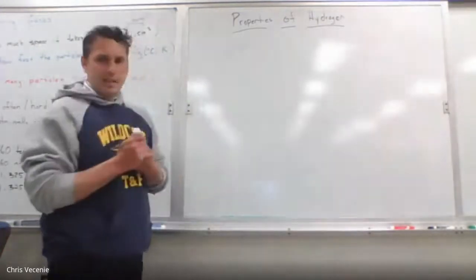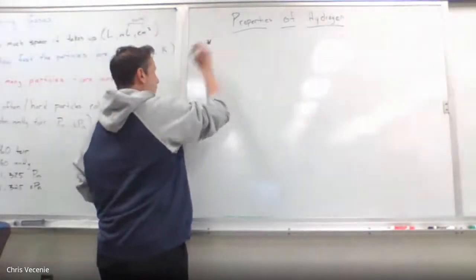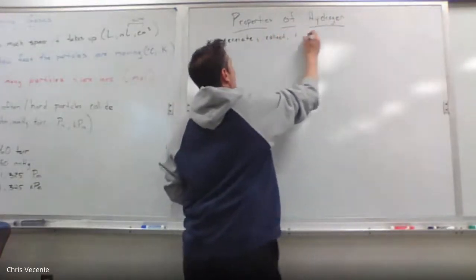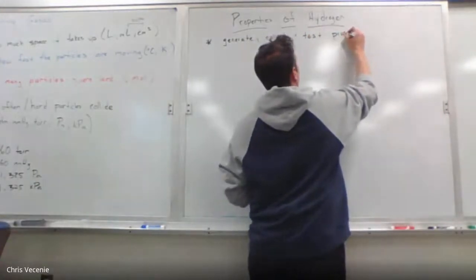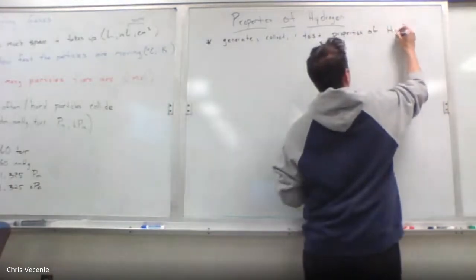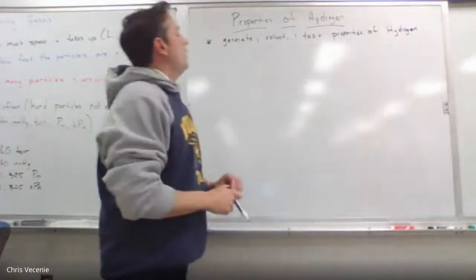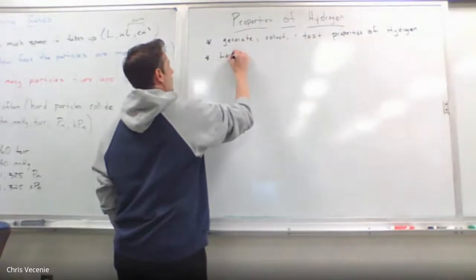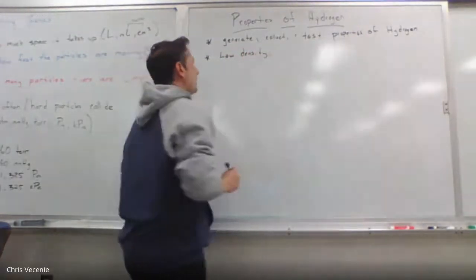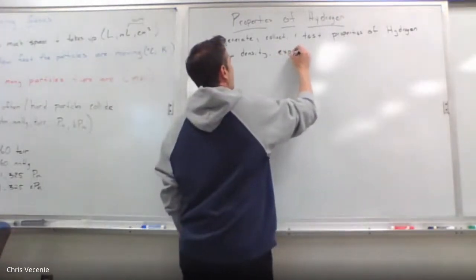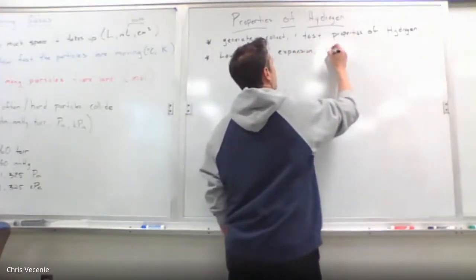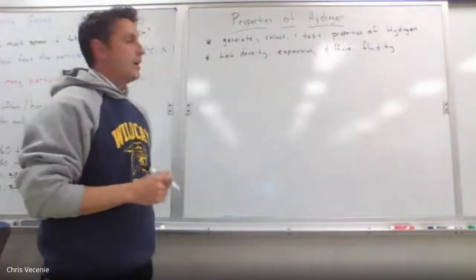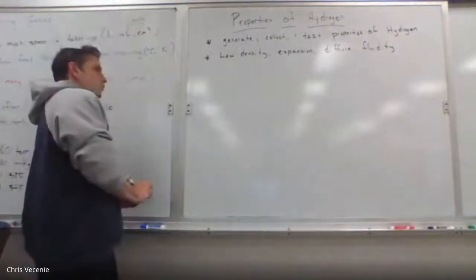Our goals of this lab are fairly similar to last time with one addition. The first goal is we're going to have to generate, collect, and test properties of hydrogen. Which properties are we testing for? Same types of ones that we were last time. Does the hydrogen have a low density? Does the hydrogen expand? Does the hydrogen diffuse? Does the hydrogen have fluidity? These are all characteristics of gases. Does the hydrogen possess those?